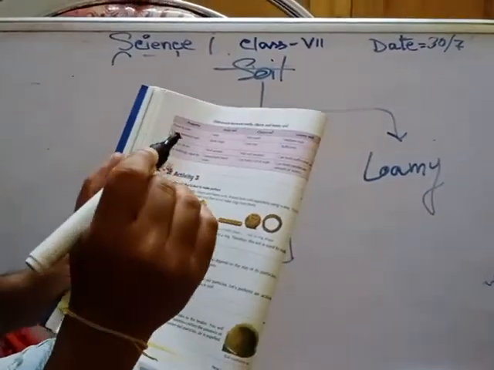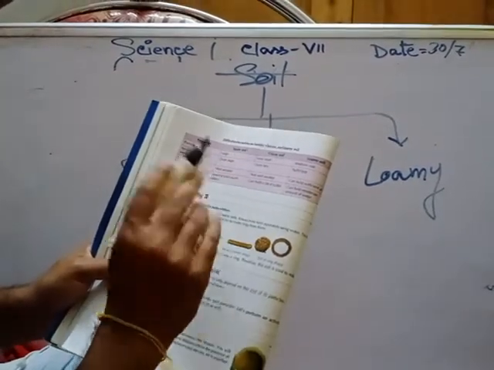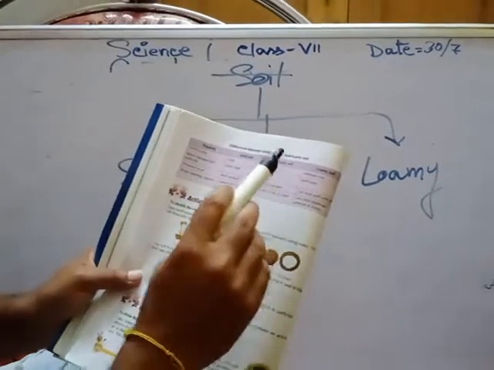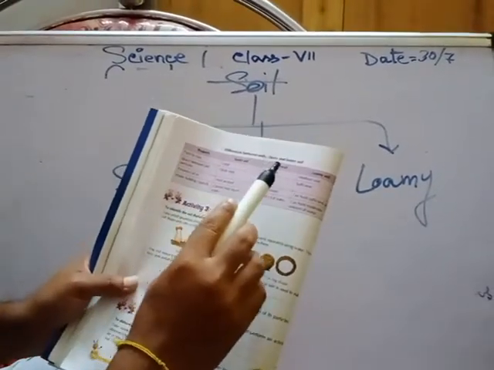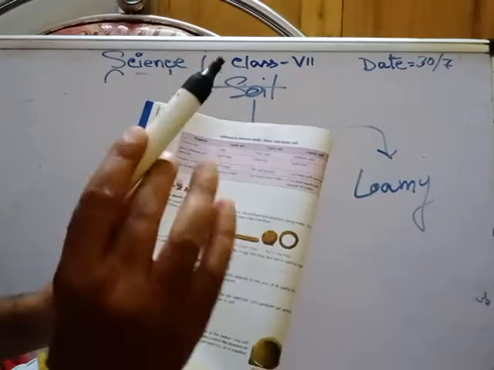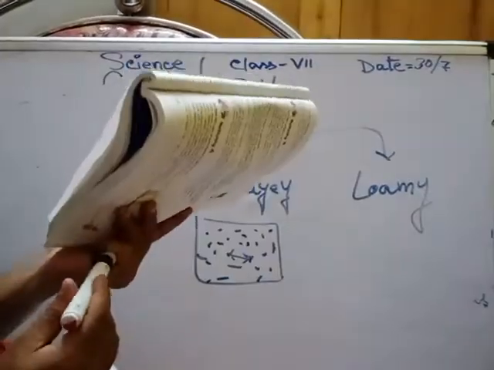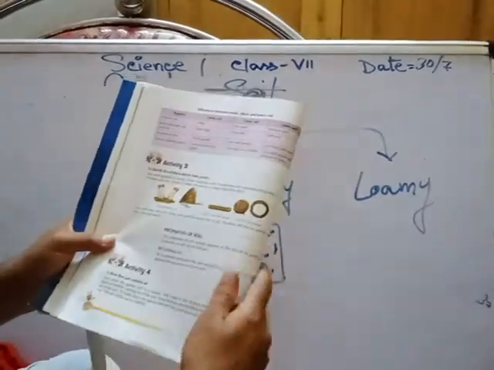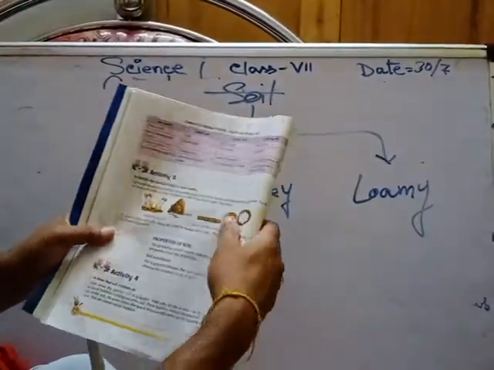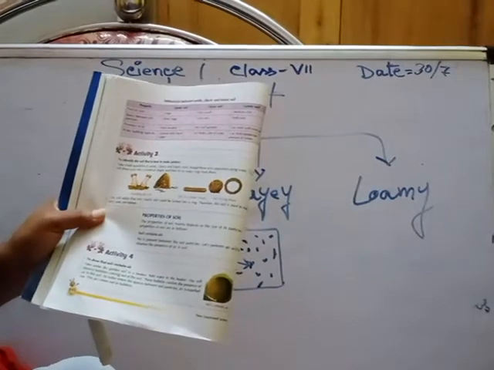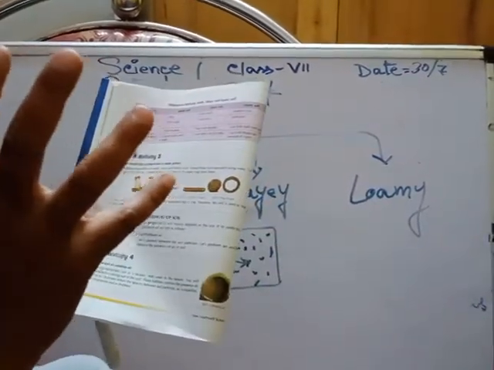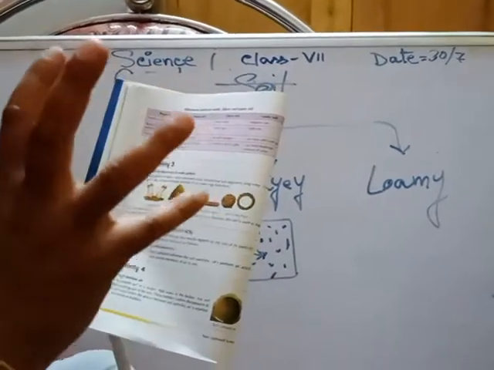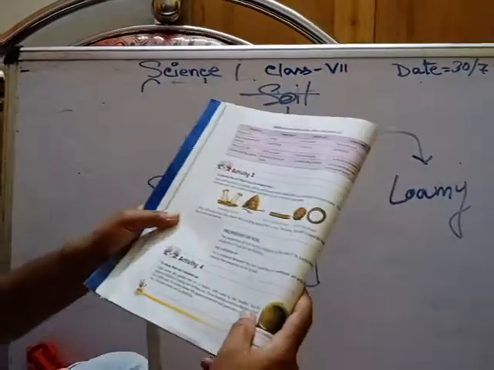Water holding capacity: sandy soil cannot hold much water. Clayey soil can hold a lot of water. And loamy soil can hold a moderate amount of water, that means a medium amount of water. These are all about today's class.